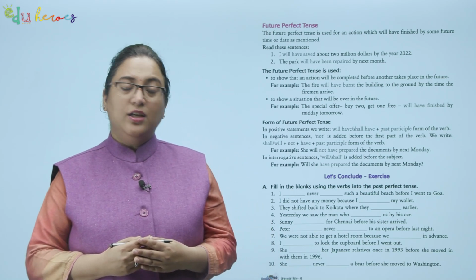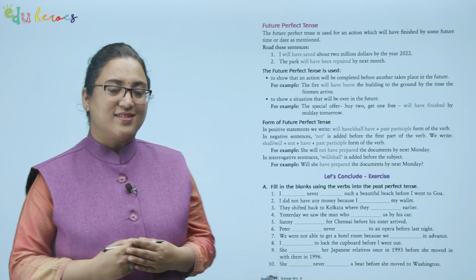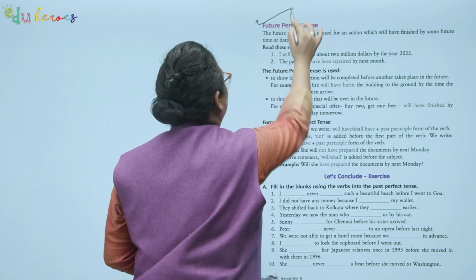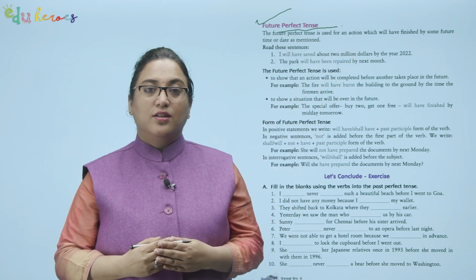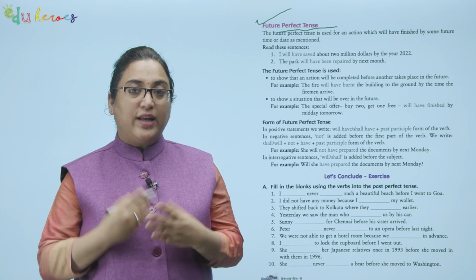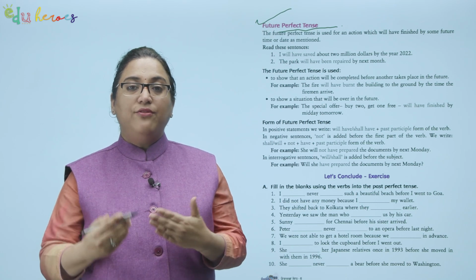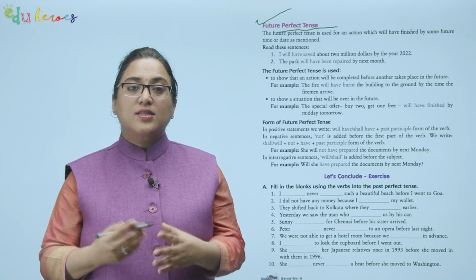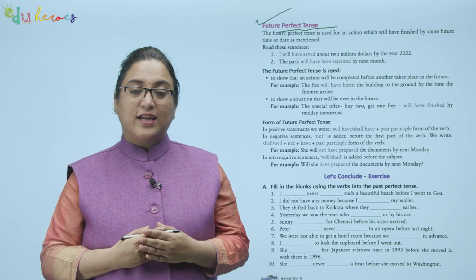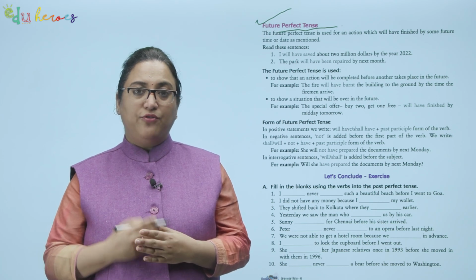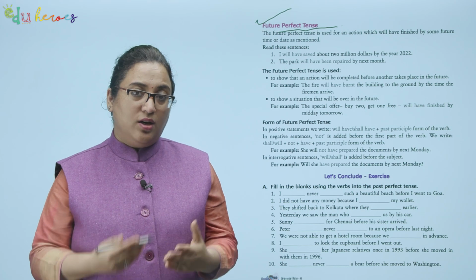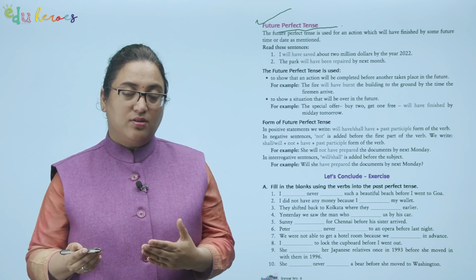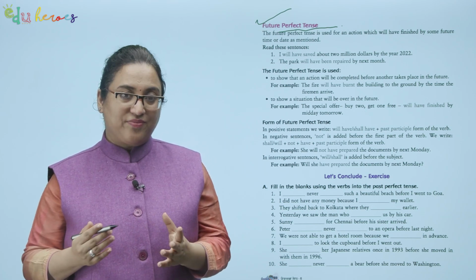Now we will study future perfect tense. Children, the future perfect tense is used for an action which will have finished by some future time or date as mentioned. So this is happening in future and we are kind of imagining that in future this will have finished by some particular time.